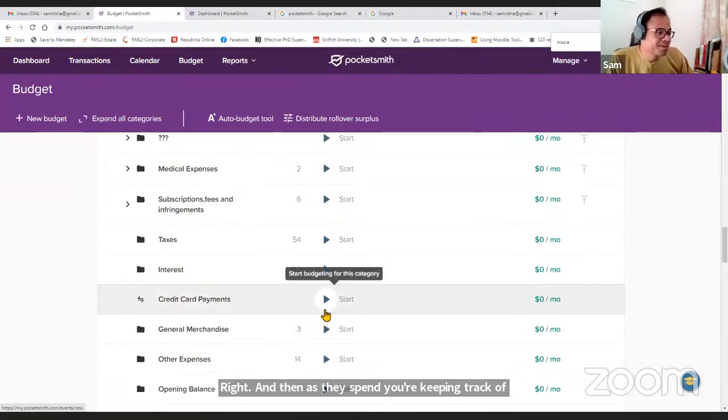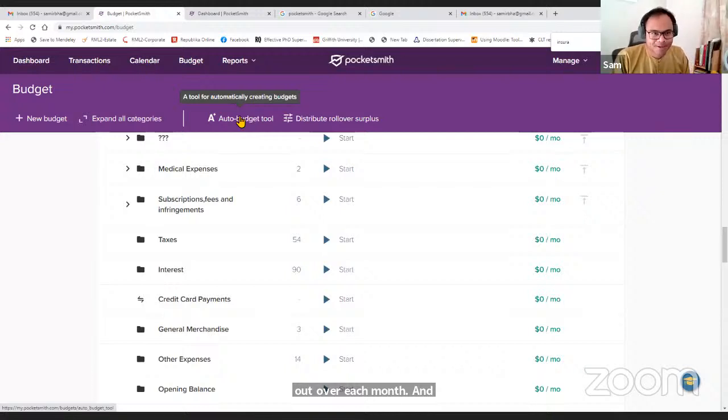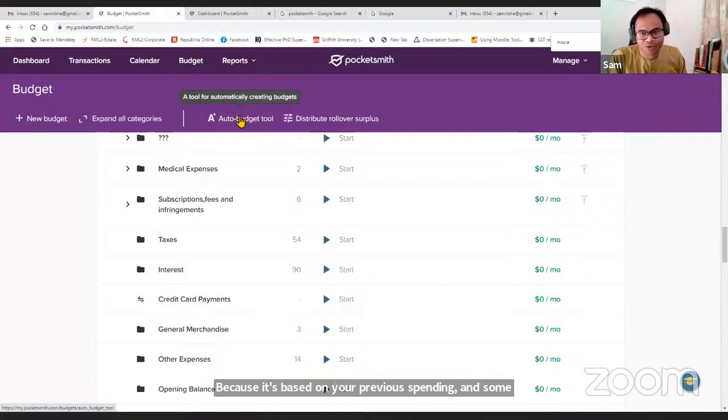I wouldn't bother with budgeting every single category, okay? And I would be very, very careful about using the auto budget tool. Don't use the auto budget tool because it will basically budget for every single thing and average everything out over each month. And that can really throw you off because it's based on your previous spending, and some of your previous spending may not be the same as your future spending.